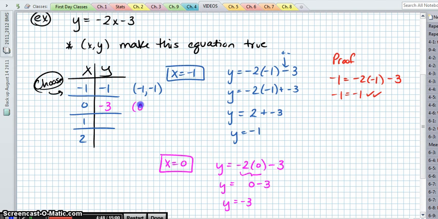And so my next ordered pair would be 0, negative 3. We can do this again for 1. I'm just going to talk through it. When I put a 1 in for x, negative 2 times 1 is negative 2. Negative 2 plus negative 3 gives me negative 5.